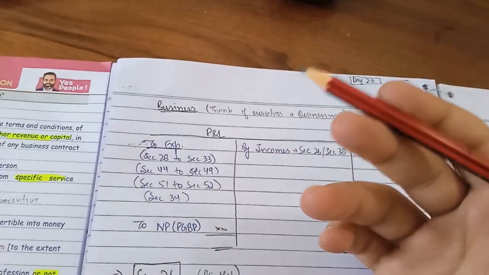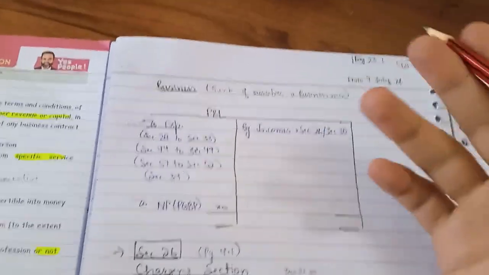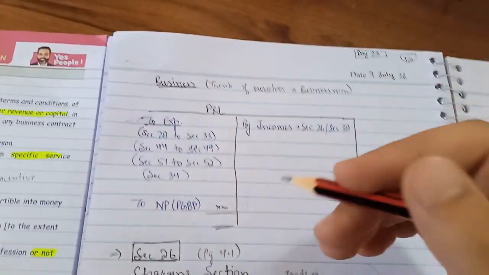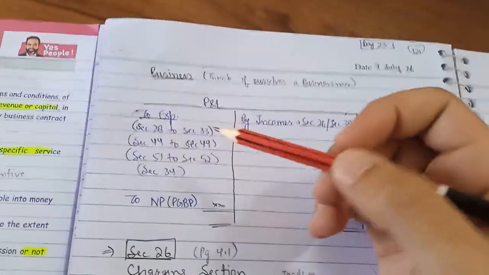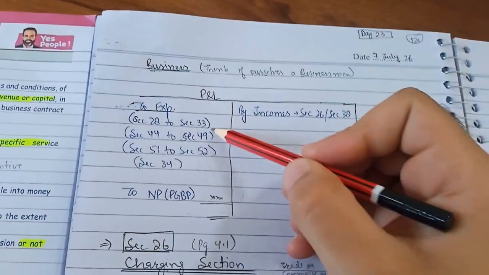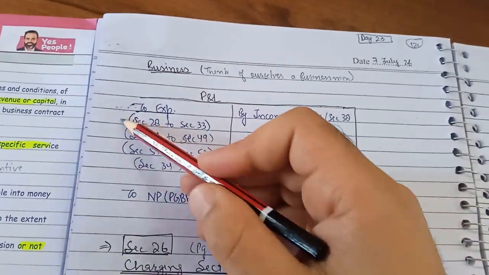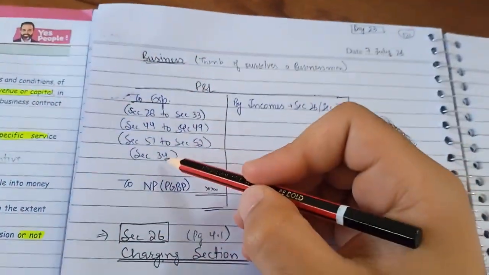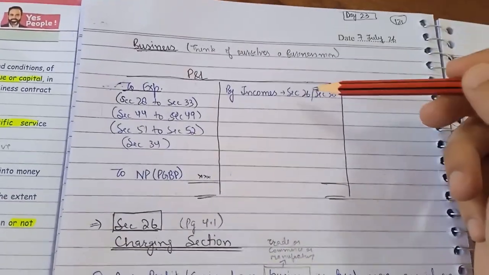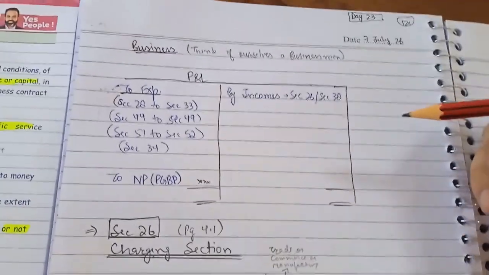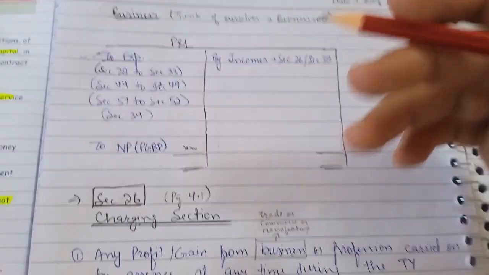I'll look at the profit and loss account from the point of view of a businessman, and we'll see which incomes we can include in our taxable income and which expenses we can claim allowance or we can allow as expenses. So in expenses, we have sections 28 to 33, 44 to 49, 51 to 52. And all those expenses which were not covered in these sections will be covered in section 34, which is a residual section. And for incomes, we have section 26 and section 38. The remaining will be net profit or gain from business or profession, and it will be taxed.